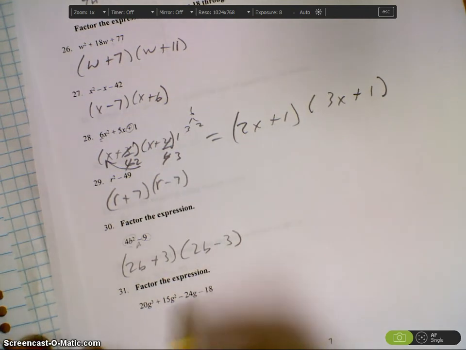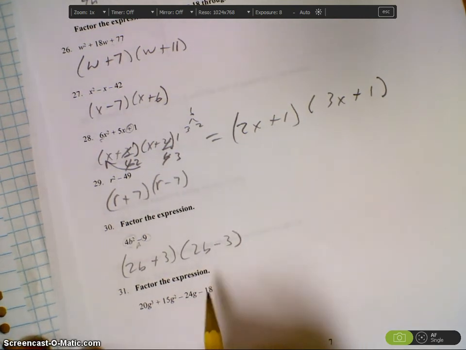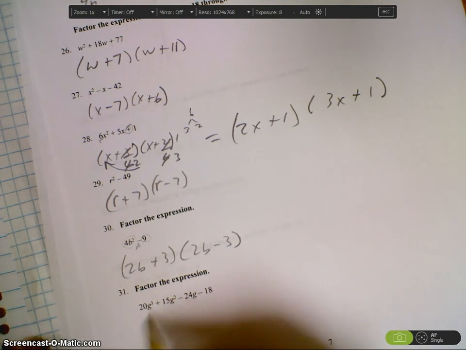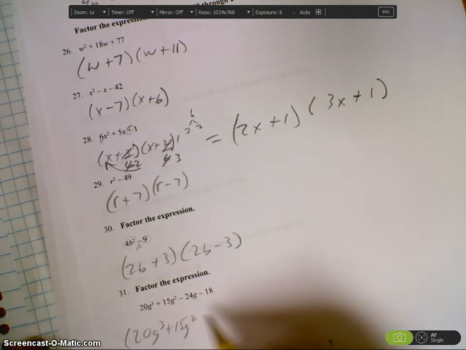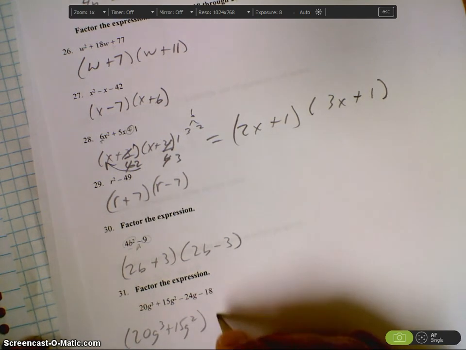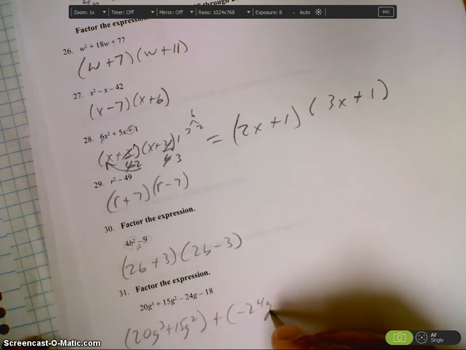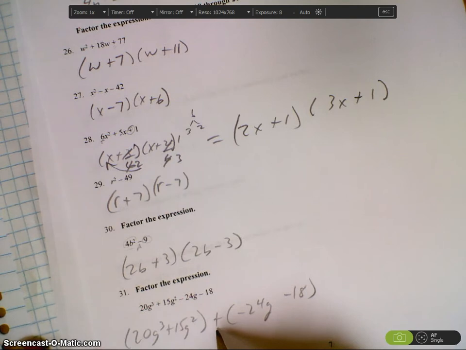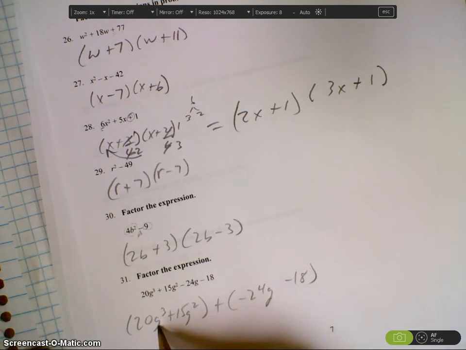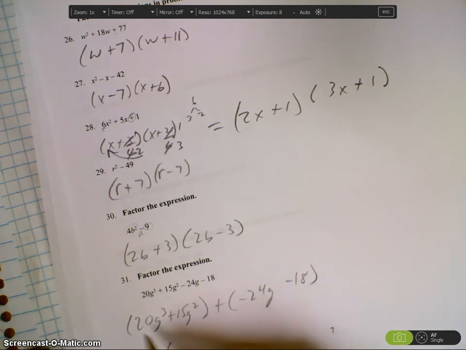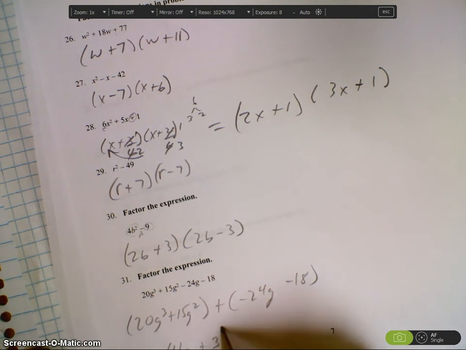31 looks like a factor by grouping. There are 4 terms. That's the key, factor by grouping. So I'm going to group the first two. And I'm going to group the second two. Remember to put a plus in between your two parentheses. Then we need the GCF of 20 and 15, which is 5, and g cubed and g squared, which is g squared, and take out what's left, which is 4g plus 3.